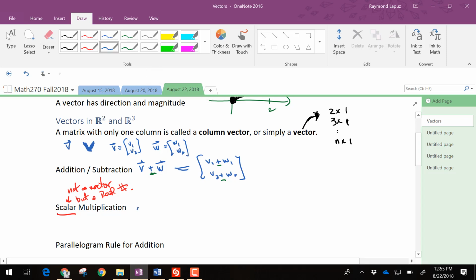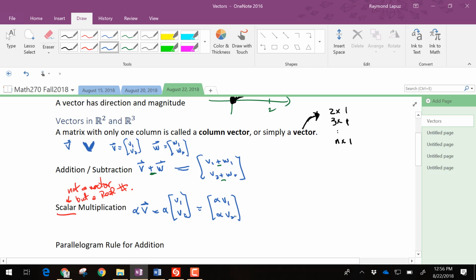A scalar can be denoted by usually any letter, and a lot of times when they're dealing with vectors and scalars, they tend to use a Greek letter for a scalar, but that's not really that big of a deal. We can just use c or k or a, but we'll use alpha for the scalar times a vector. And what happens here is that we take your vector and then we multiply each element in that vector by the scalar.